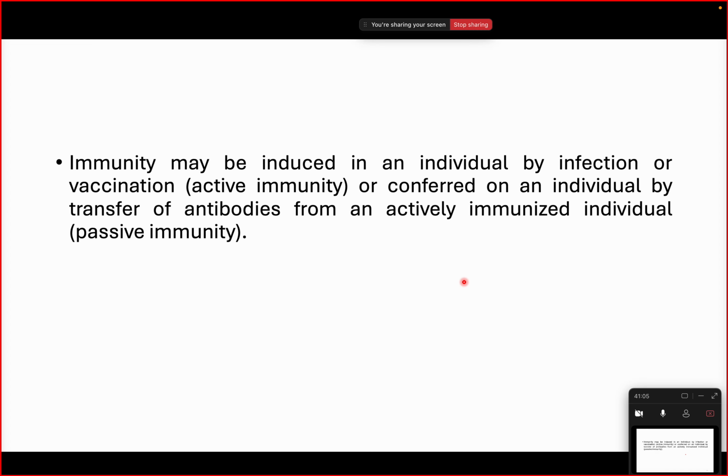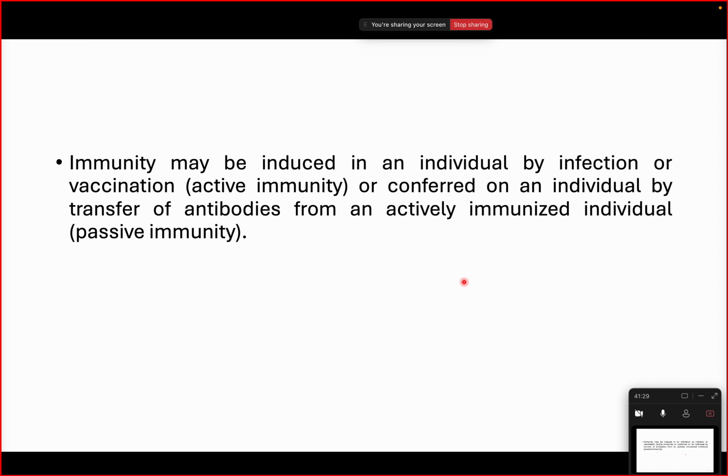So, immunity may be induced in any individual by infection or vaccination. That is active immunity. Or it may be conferred on an individual by transfer of antibodies from an actively immunized individual. That is passive immunity. So, what is the major difference between active immunity and passive immunity?